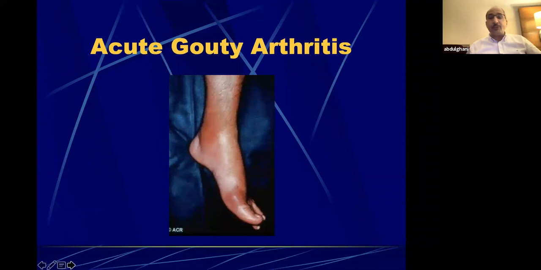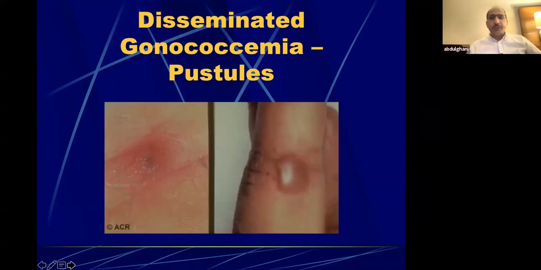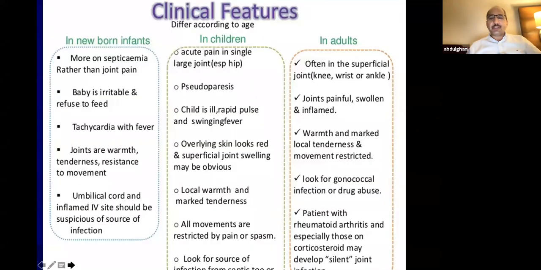An example of acute gouty arthritis, and an example of disseminated gonococcal pustules. Because these are differential diagnoses, one needs to be aware of those things. Also, you need to know that the clinical manifestation can be slightly different in different age groups, like in newborn patient, in children and in adults.